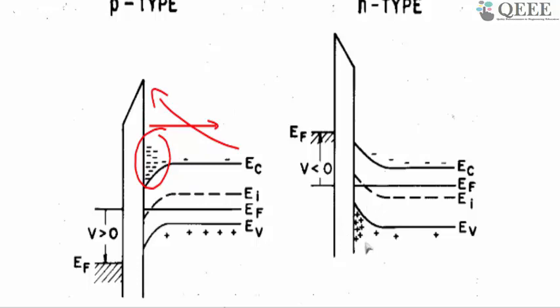Similarly, the holes here will also try to move in this direction, but the field opposes the flow of holes. That is why the net current is equal to 0.